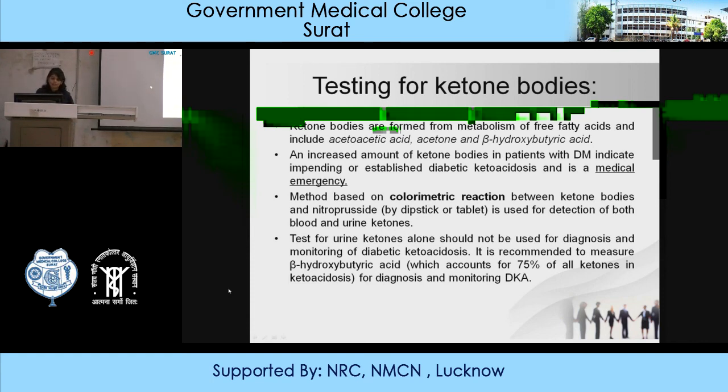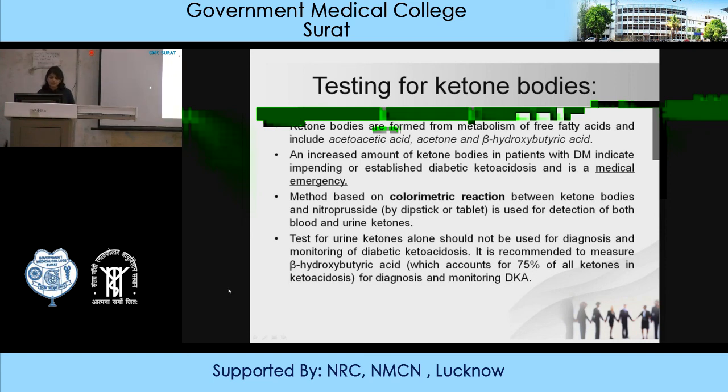So ketone bodies are formed from metabolism of free fatty acids, and they include mainly three types: acetone, acetoacetic acid, and beta hydroxybutyric acid. This is a supra viva question, right? Okay. An increased amount of ketone bodies in patients with diabetes mellitus indicates impending or already established diabetic ketoacidosis, and it is a medical emergency.